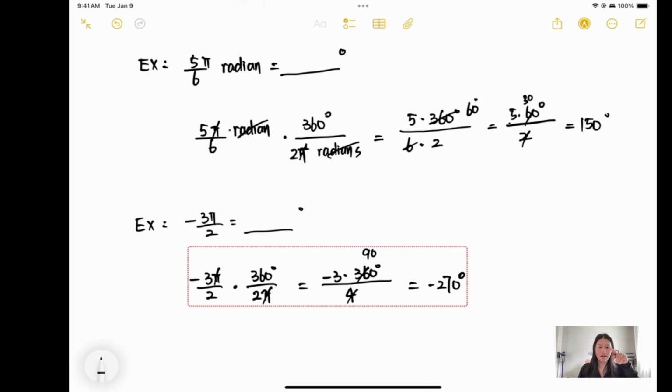Okay. Now there are some special one that I want you to remember. If you don't, that's okay, because we already learned that the conversion factor is for every 360 degree, we got 2 pi radians.